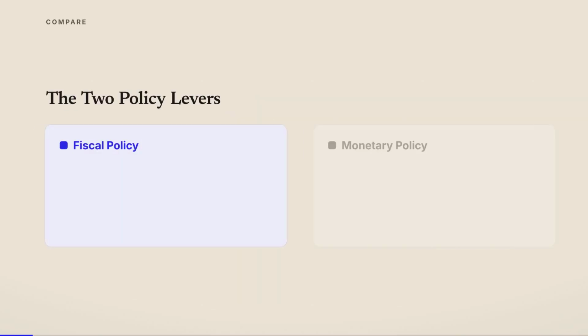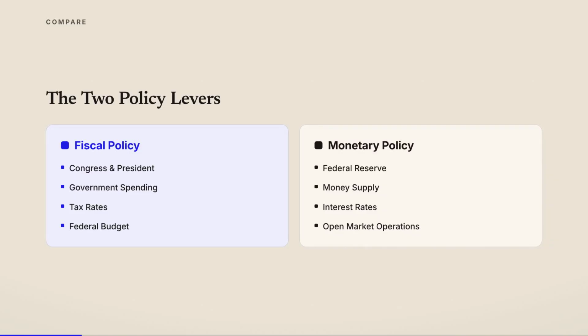First, let's establish the distinction. Fiscal policy involves the government's use of spending levels and tax rates to influence the economy. It's often debated in Congress and involves the federal budget. Monetary policy, on the other hand, is managed by the central bank, the Federal Reserve in the U.S. They manage the money supply and interest rates to achieve specific goals like price stability and maximum employment.